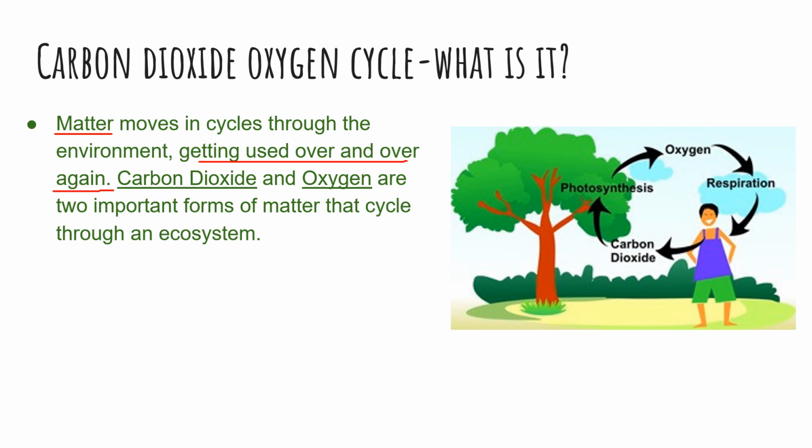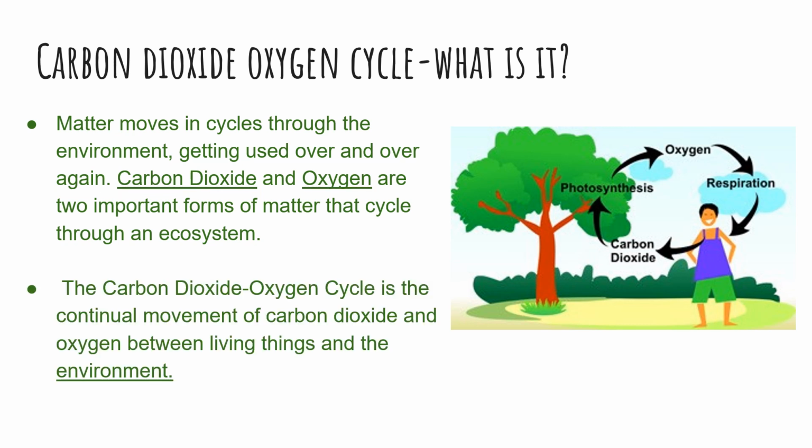So another example of matter that moves in cycles is carbon dioxide and oxygen, two important forms of matter that cycle through an ecosystem. The CO2-O2 cycle is the continual movement of carbon dioxide and oxygen between living things and the environment, happening all the time. So you can see 2 of the processes that I mentioned are over here in the picture. We have photosynthesis and respiration.